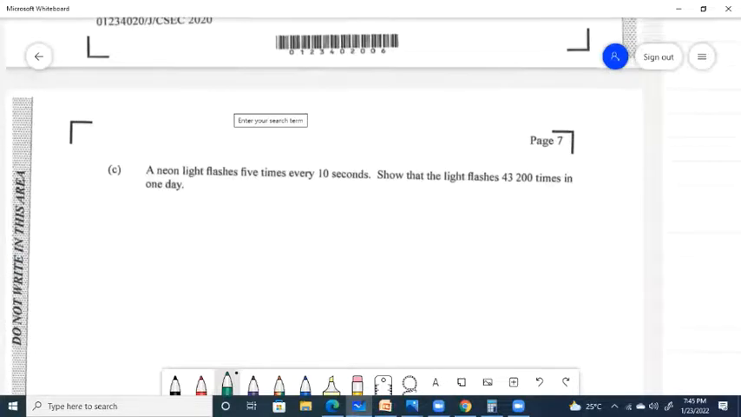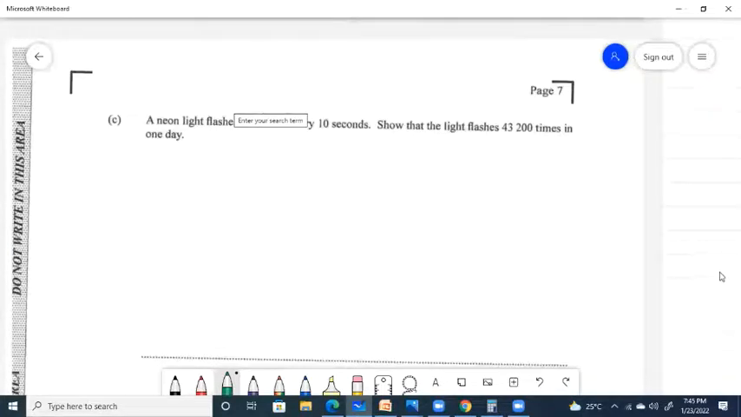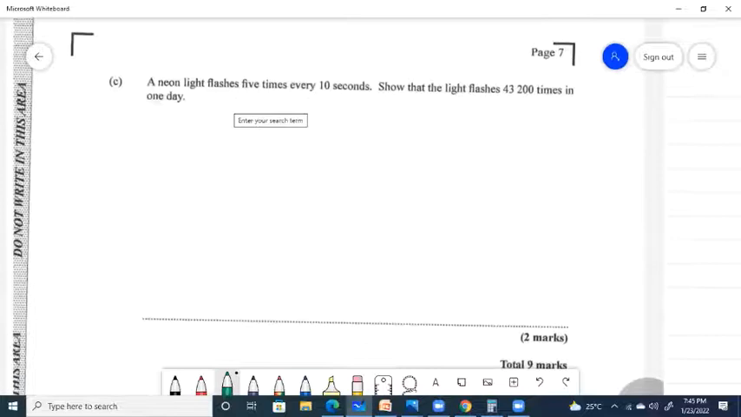All right, so watch this question now. It says a neon light flashes 5 times every 10 seconds. You have to be careful. Remember, not every second, every 10 seconds. So we want to make note of that. Show that the light flashes 43,200 times in one day.